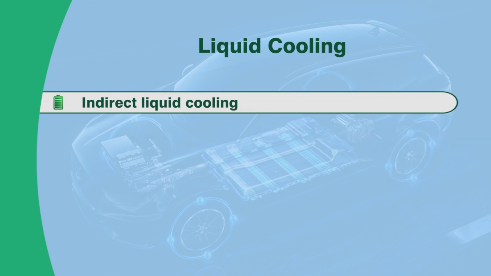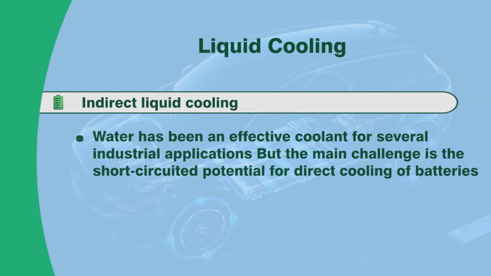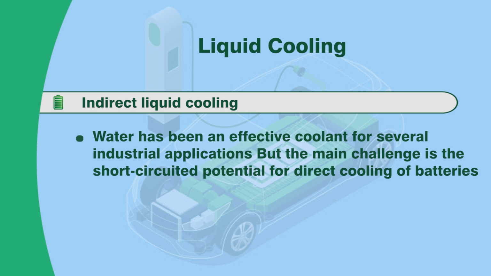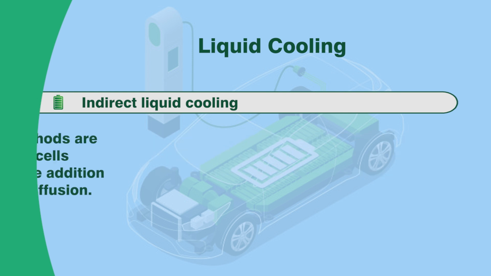In indirect cooling, water has been a very effective coolant for several industrial applications. However, since we know water is a conducting material, or a conductor, the main challenge is the short circuit potential for direct cooling of batteries. So, what should be done?